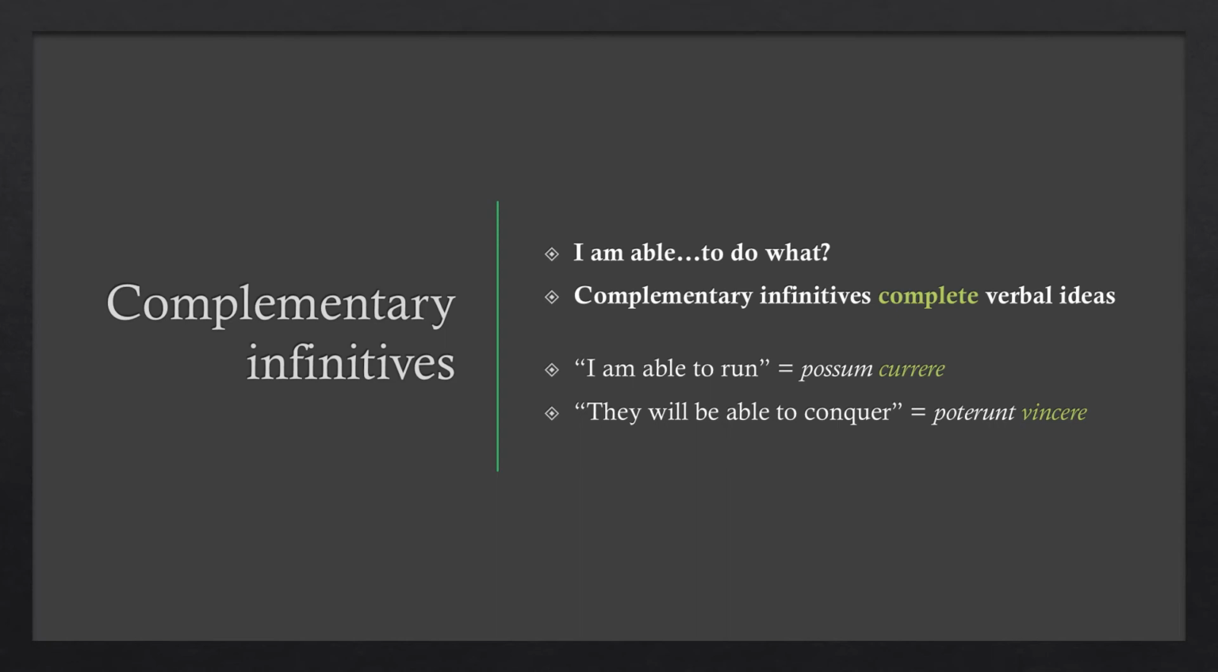In these cases, Latin uses what is called a complementary infinitive. So, I am able to run would be possum currere. They will be able to conquer would be poterunt vincere.